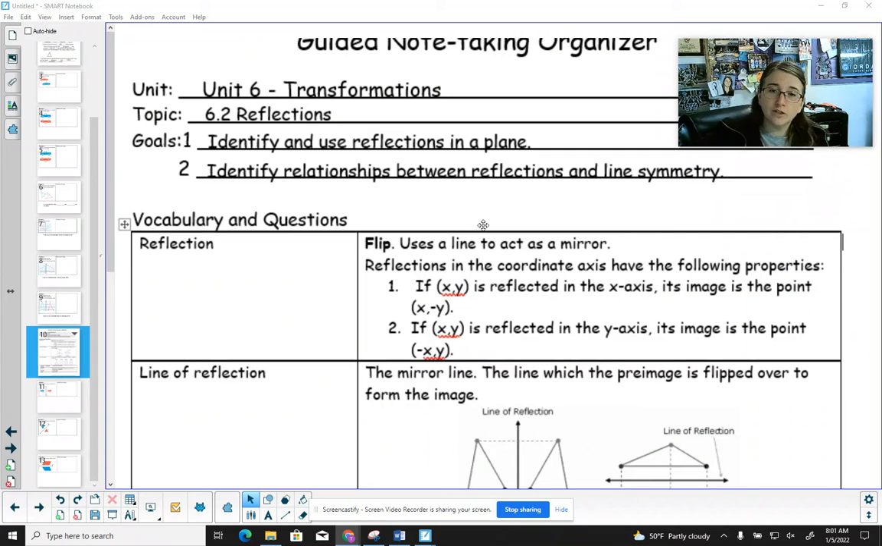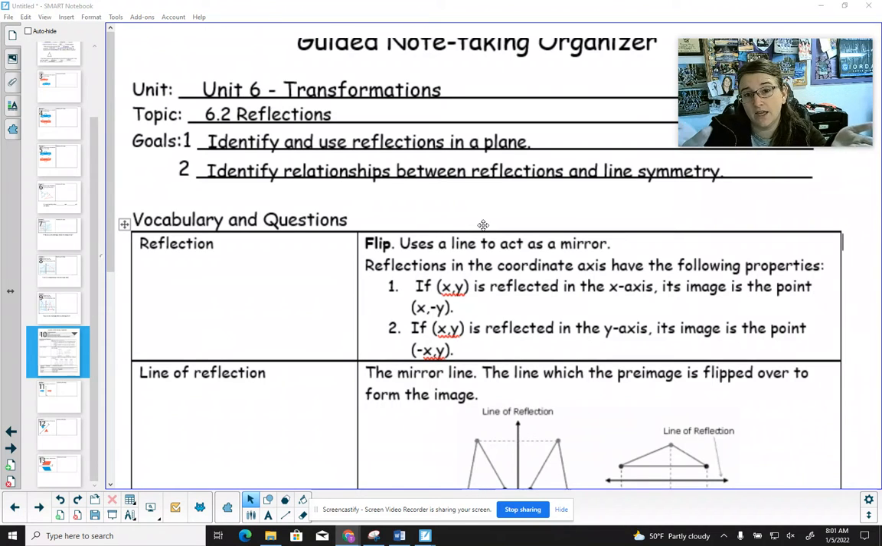Okay, so we introed just transformations in general yesterday. The first transformation we're going to look at is a reflection, which again means to flip, right? If I'm talking about a reflection, typically we think about a mirror, right? If we look at ourselves in the mirror, we're looking at a reflection of ourselves.